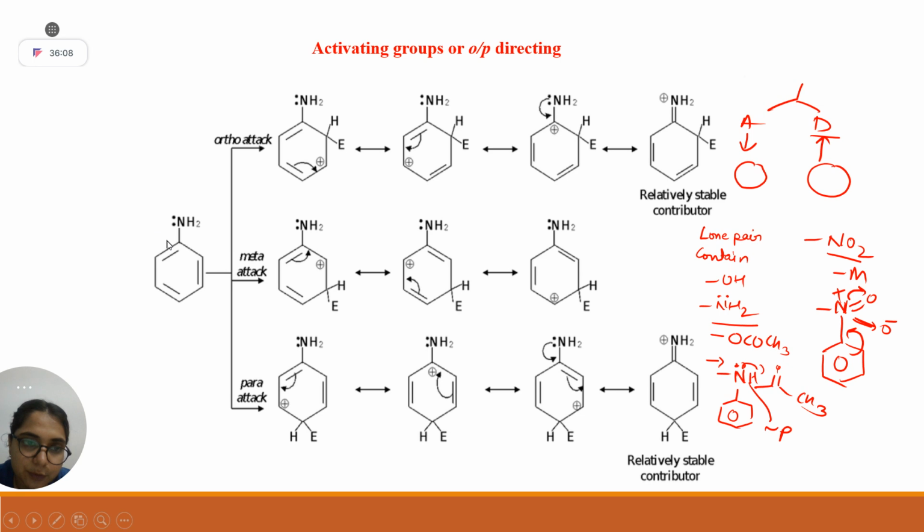If you have activating groups like aniline, let's say you have done ortho attack. The positive charge comes to this NH2, which is mesomerically stabilized. This lone pair can come and stabilize this carbocation. Yes or no? So in case of an activating group, your ortho and para attack is major.